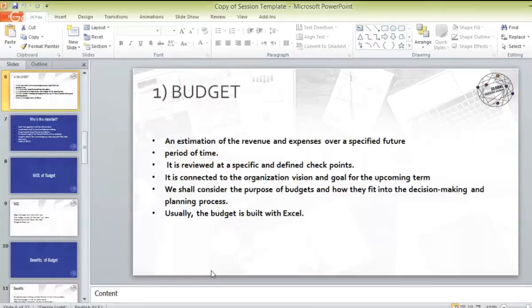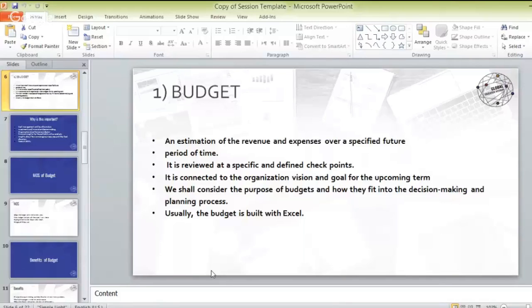The third point is that it's connected to the organization's vision and the goal for the upcoming term. It doesn't make any sense if the MC or LC is focusing on a certain product, and I'm pushing that there are no investments or discounts for this product, and I'm focusing on another product because it provides me with the maximum profit. So I have to be aligned with the organizational vision.